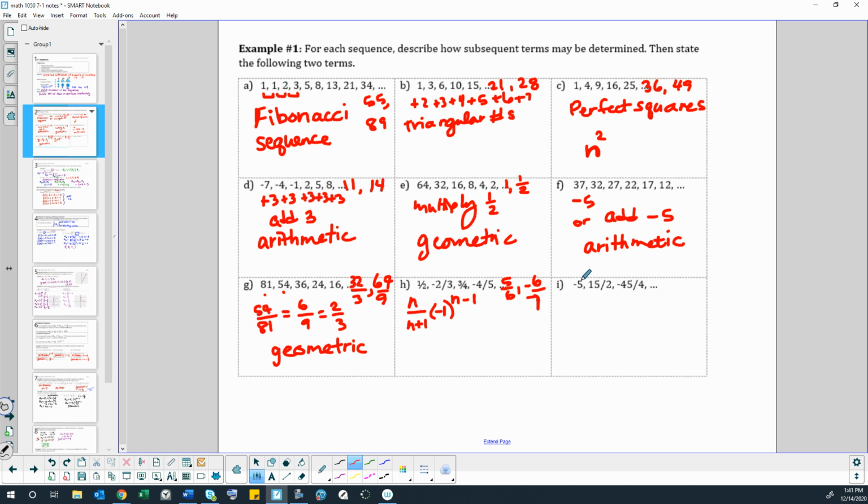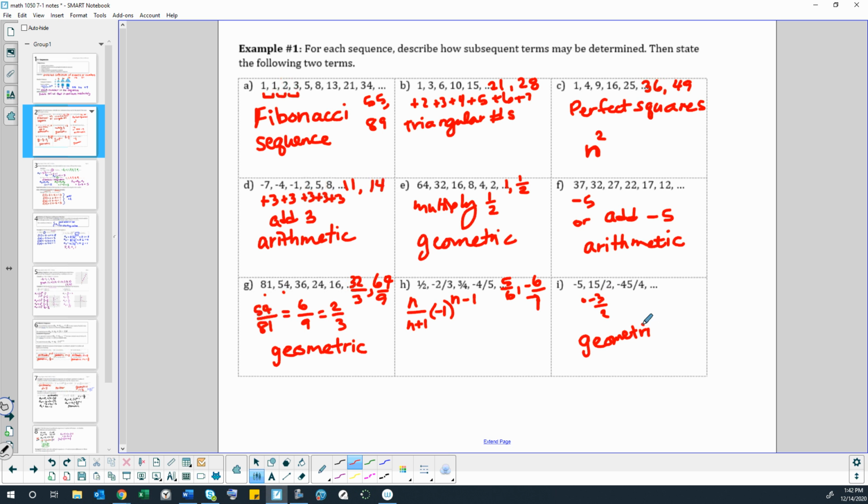Okay, what about this one? Is there a way we can multiply this by something to get this? I think so. What if we took negative 5 and we multiplied by negative 3/2? Because a negative times a negative would give us a positive, and negative 5 times negative 3 is 15. And there's our halves. Does it work if we try it again? So positive 15/2 times negative 3 is negative 45, times the 2 on the bottom is 4ths. Yeah, I think that works. So this one would be geometric because it's multiplying the same number each time.